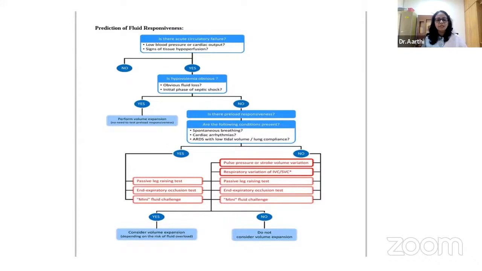If not, then we can assess the pulse pressure or stroke volume variation using arterial monitors like FloTrac, respiratory variations of the IVC and SVC can be assessed using echo, and other parameters like passive leg raise, expiratory occlusion tests and mini fluid challenges can be utilized in those scenarios. When the patient is spontaneously breathing, has cardiac arrhythmias, or is ventilated with low tidal volumes, which is normal in most critically ill patients, then the other parameters to go by are the passive leg raise test, the end expiratory occlusion test and mini fluid challenges.